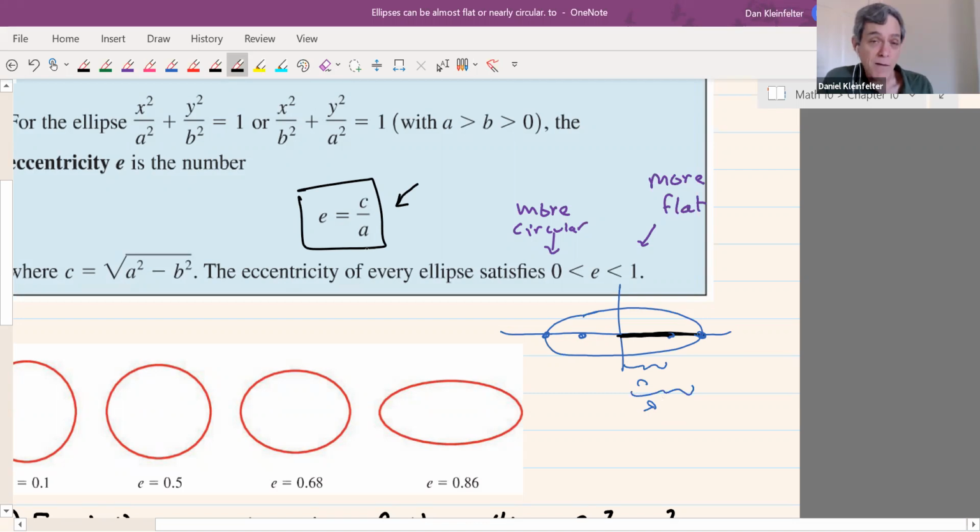Since C and A are both positive, it's got to be greater than 0. So the eccentricity is always going to be a number between 0 and 1. The closer it is to 0, the more circular the ellipse is. The closer it is to 1, the more flat it is. Think about it in terms of the picture. If the C is nearer the origin, nearer the center, the more circular it is, okay? If the C is more towards the vertices, the more stretched out it is.